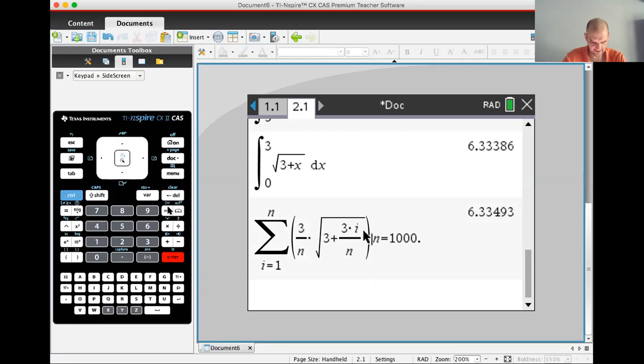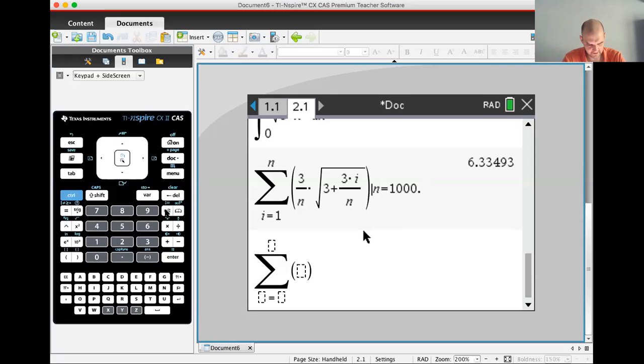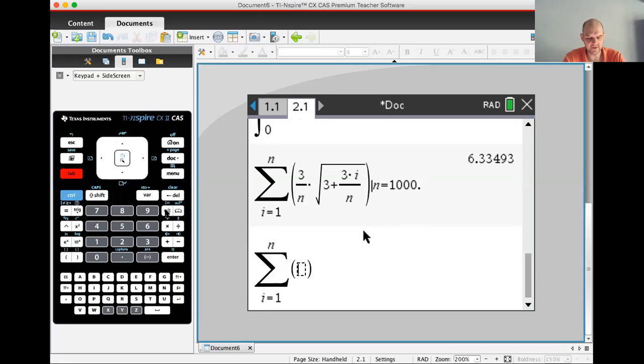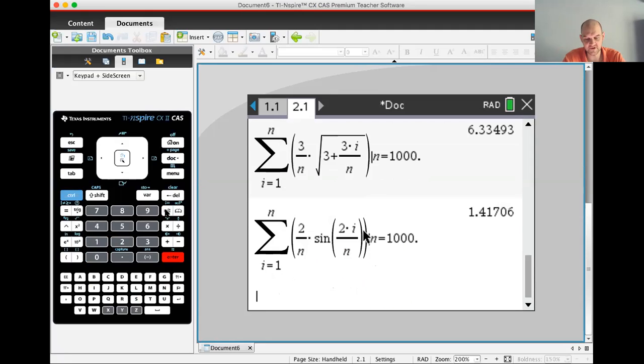Close enough. And then we also did this sine one, which, I don't know, what are you going to do if you don't know the fundamental theorem on this thing? 2 over n sine of 2i over n. We'll go with 1,000. Got to be in radians. If you're not in radians, I don't know what you're doing.